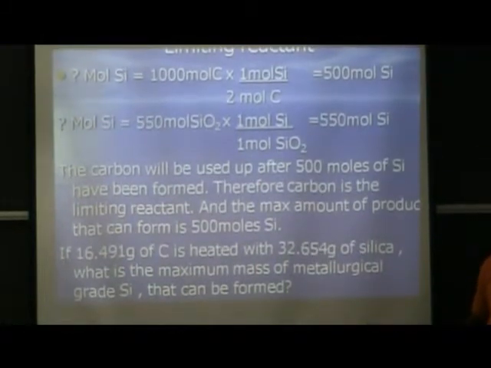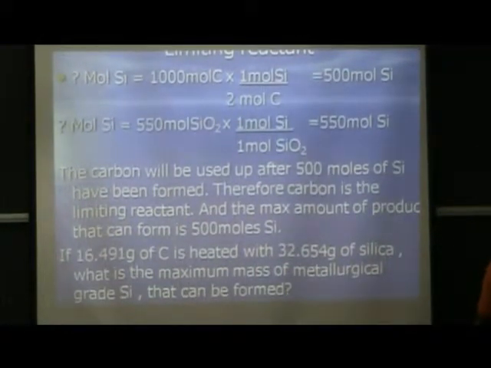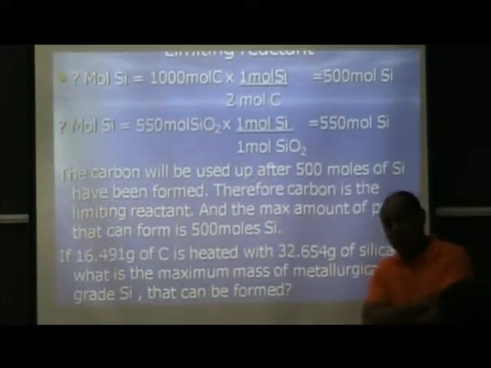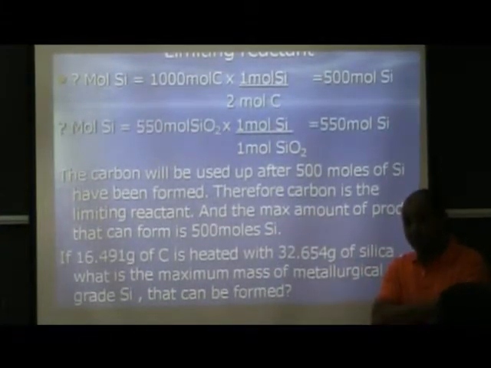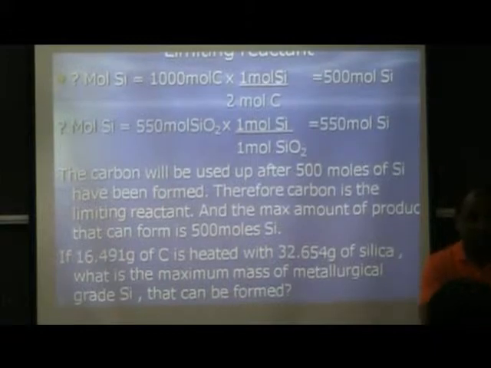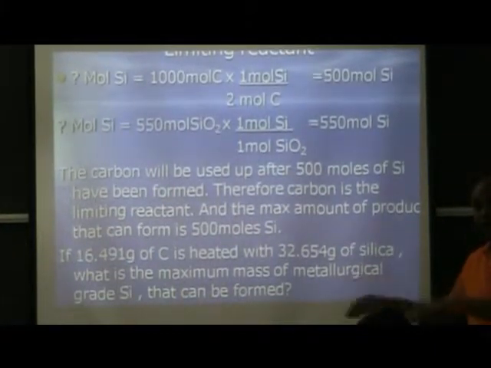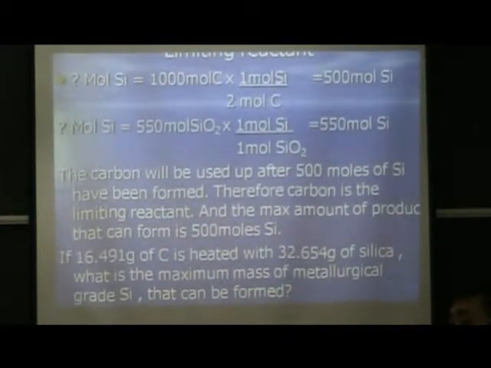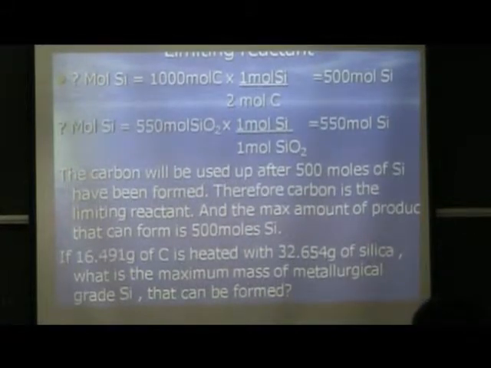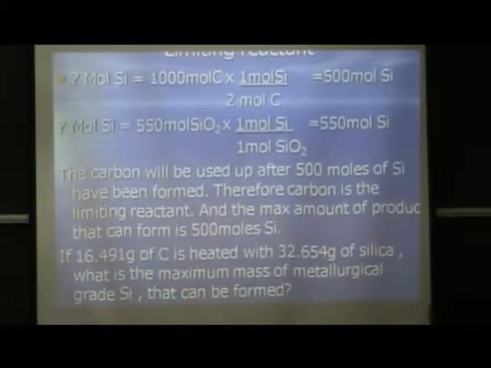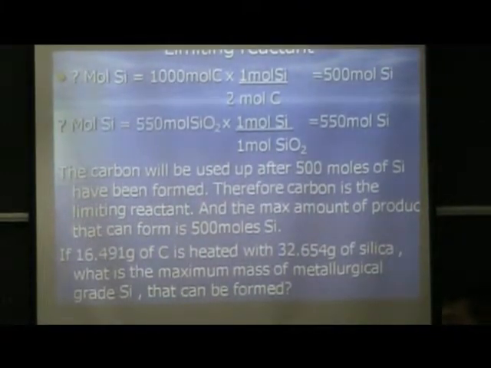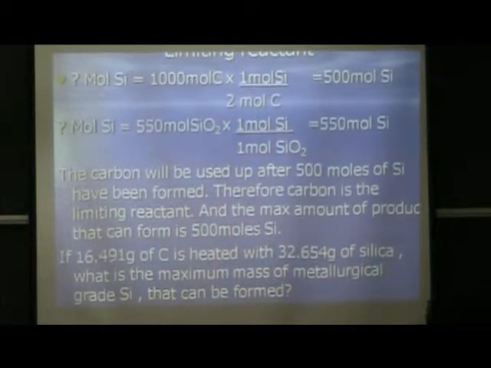The maximum amount is going to be what now? 500. The maximum amount is not going to be 550. No, it's just going to run out. You said the limiting reactant will be the one that gives the least product, which is 500. So which one is the maximum amount? 500. It can only go up to 500, that's the maximum. That is the maximum ever that you get.